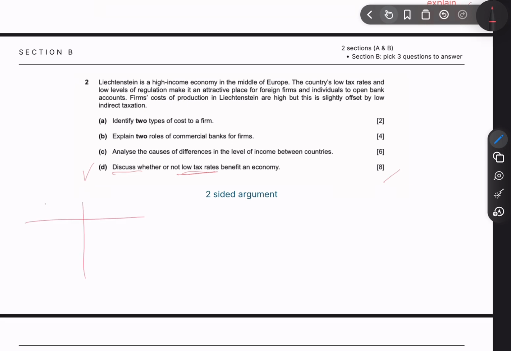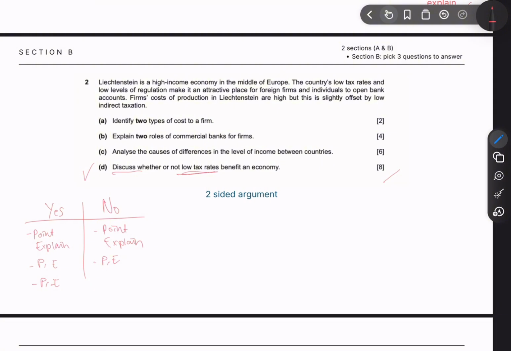Whenever I plan for discuss questions, I like to draw a yes or no table, with yes being why it does and no being why it doesn't. I'll then add a point and explanation to each column until I have about 5 points in total on both sides. This means that there will be 2 points in one column and 3 points in the other. For this question, it's okay if both sides don't have the same amount of points, as long as you write at least 2 points for each side.